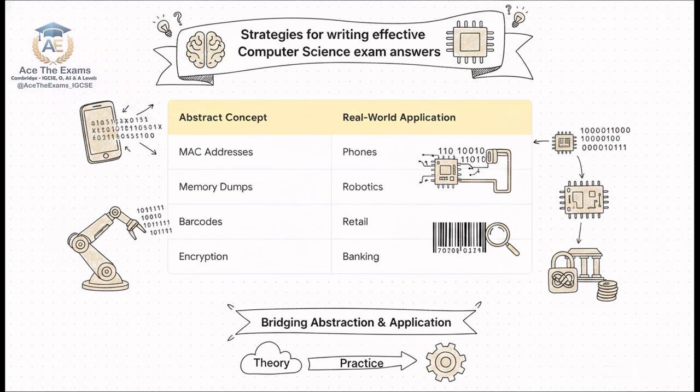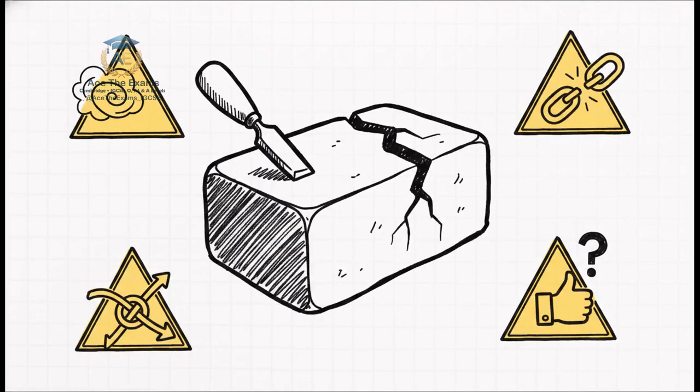Or banking systems, which use complex binary operations within their encryption algorithms to keep data safe. Connecting familiar, everyday technology to these abstract binary concepts helps you remember the actual reason the concept exists in the first place, not just the textbook label. It makes your answers rich and contextual. So, as a sculptor, it is vital to know exactly where the chisel tends to slip. These are the most common mistakes I see year after year. First, vague wording, using words like it or things instead of proper terminology. Second, confusion between similar terms, like mixing up MAC addresses and IP addresses when discussing hex and binary routing.